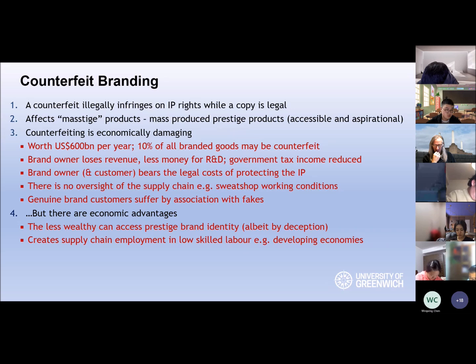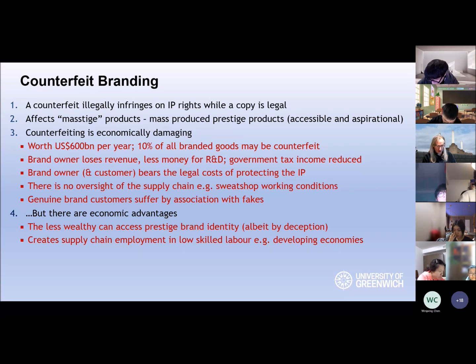Mastige is a portmanteau word. It's a new word, an invented word, but it's a combination of mass-produced and prestige products. Huge industry worth hundreds of billions a year. The original brand owners are therefore losing out on money they could use on R&D. These counterfeits, of course, won't be taxed because they're illegal. So the government loses money. The brand owner has to try and sue these people. So that costs money, and that costs the customer money.